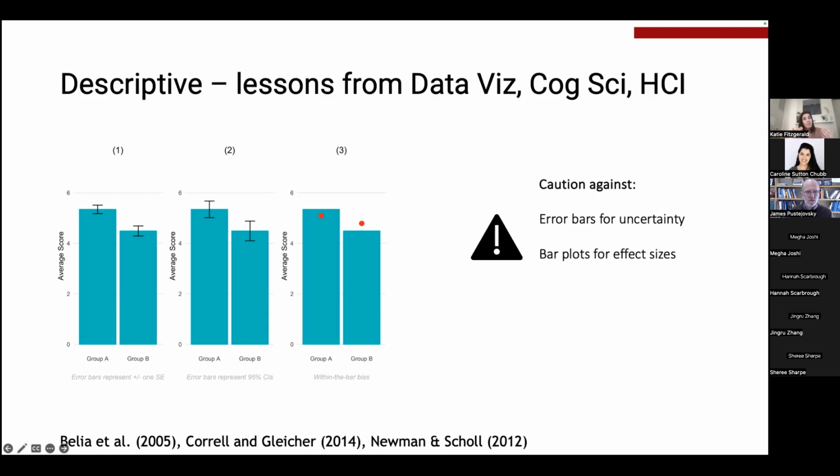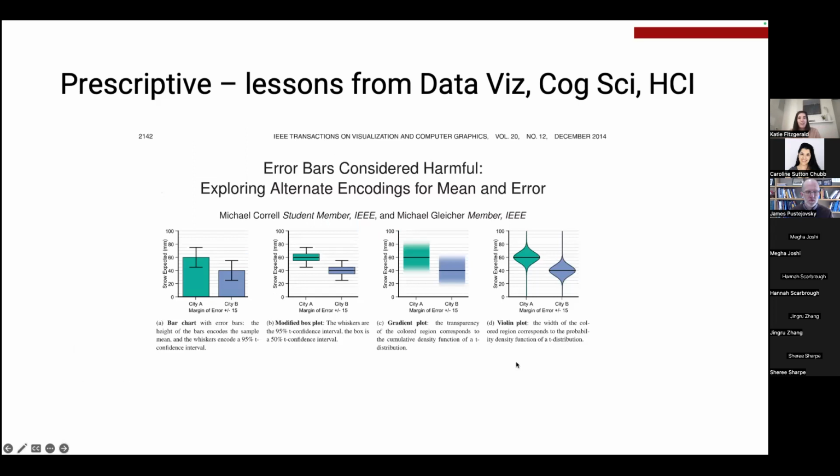And so by collecting descriptive evidence on how people reason about these types of visualizations, these literatures, these communities have been able to establish we really shouldn't be using error bars for uncertainty, and we shouldn't be using bar plots for effect sizes. Okay, and often one of the first steps in the prescriptive piece is to identify what not to do, right? But we don't want to stop there, ideally. We want to push forward and create strategies that do better. And so that's really what that prescriptive piece is about.